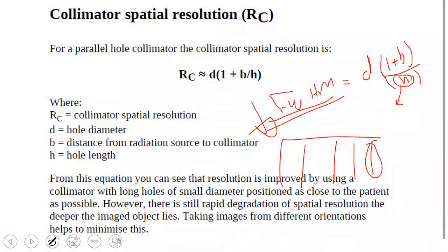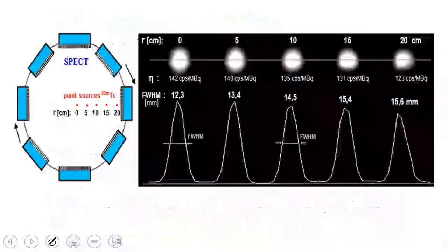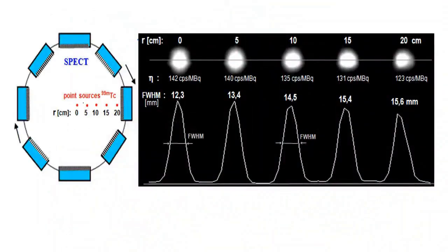This is a fundamental principle in optics. The value will increase, isn't that correct? I'm sorry, this is about the hole diameter, and the distance from the radiation source. If your hole diameter increases, your resolution will decrease, but the value of the full width at half maximum will increase. So now I have the hole diameter, the distance from the source to the collimator, and the hole length. These three parameters affect the collimator's spatial resolution.